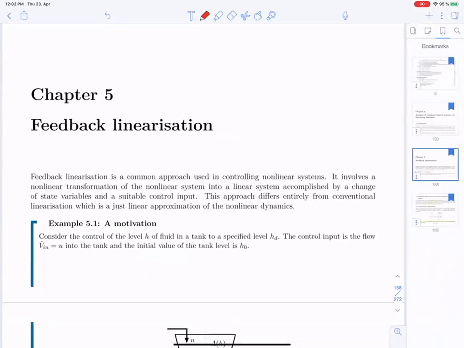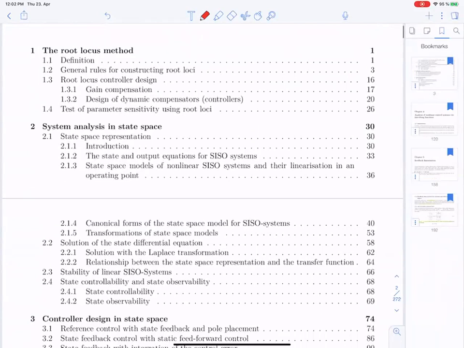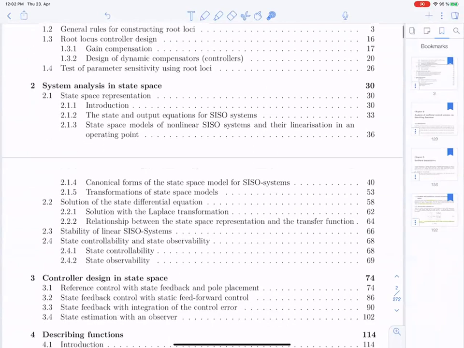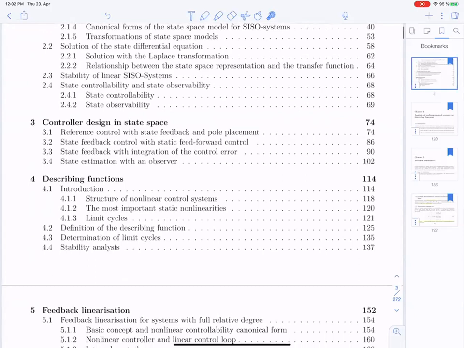If we just start by looking at the table of contents: what you've seen so far in the lecture was the root locus method, which was some introduction. Then we moved to system analysis in state space. You learned how to model physical systems in state space, and how to analyze them, for example controllability and stability. Then you moved on to controller design in state space, using pole placement, the so-called Ackermann formula, which we are going to use today also.